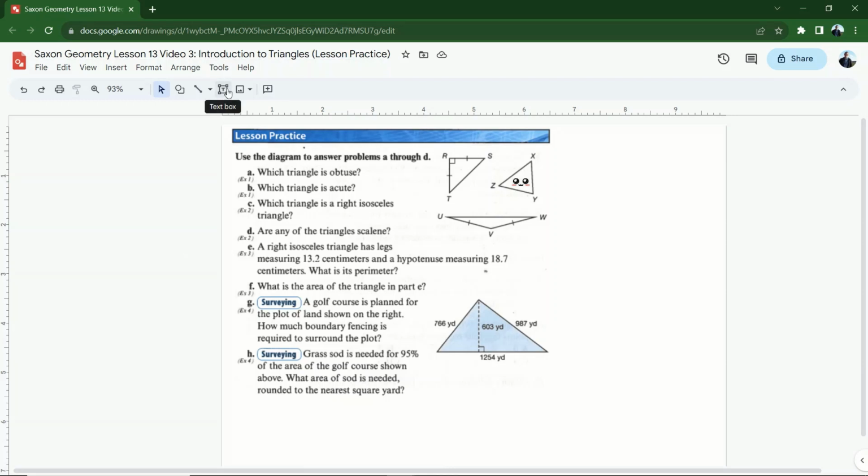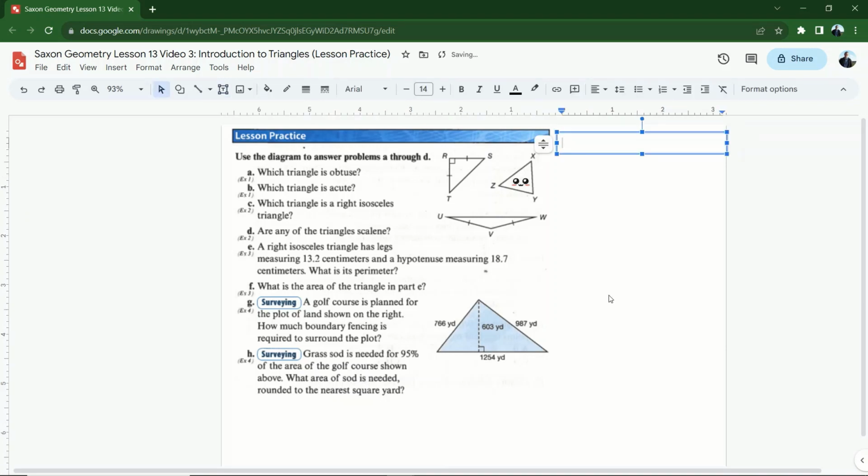For us to work the lesson practice problems, what we need to do is use the diagram over here to answer the first few questions. And this is going to be very common with these triangle problems, that we'll be looking at a diagram and answering questions about the diagram.